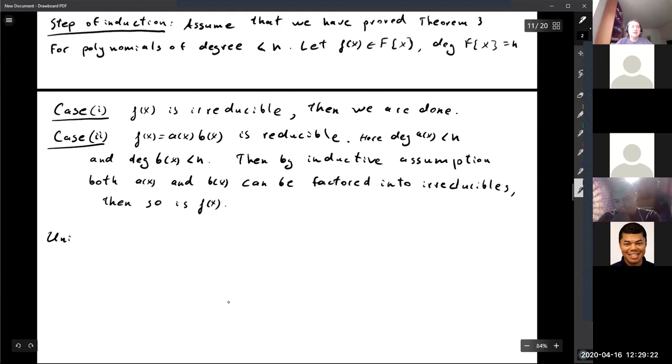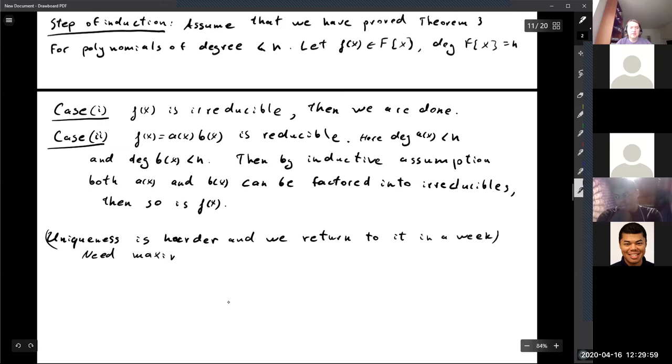Okay, so now the uniqueness part is actually quite hard. This is harder, and we return to it when we discuss maximal and prime ideals in a week. And then the proof will be quite short. Okay, so I will stop here, and I will be very glad to answer the questions.